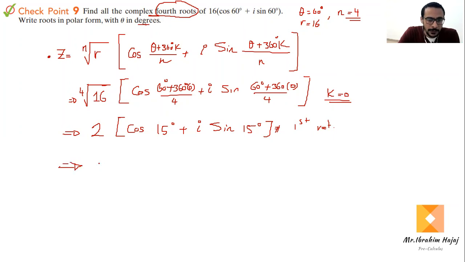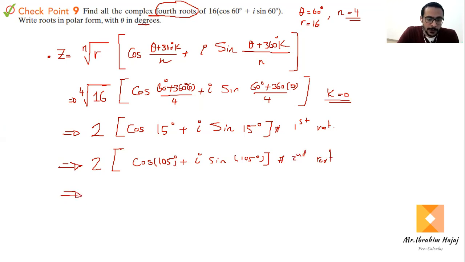Yes. Next. Also the fourth root, which is 2, and then let's do it quickly. Now for k equals 1, 1 times 360 plus 60 gives what? 420. 420 divided by 4 is 105 degrees. Okay, plus i sine 105 degrees. This is all in degrees, he needs it in degrees. This is the second complex root.